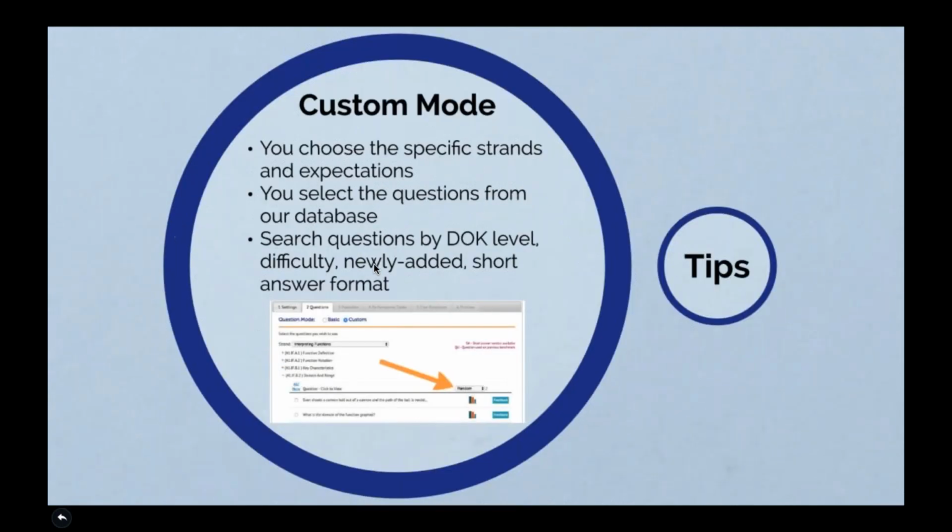So that's basic. Then there's also custom, where you can actually pick specific strands yourself, and you can even drill down to specific expectations. And then it opens up our database to where you can go in and find questions according to their DOK level, by their difficulty level. If you're looking for short answer questions instead of multiple choice, you can search for those questions as well.